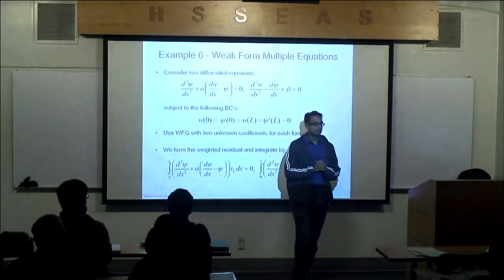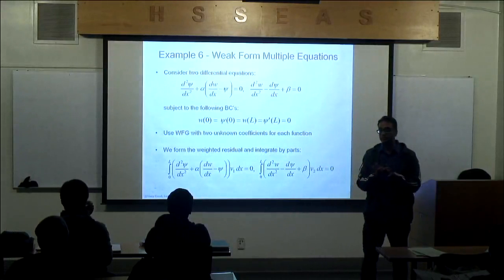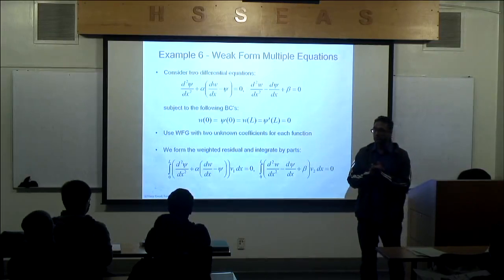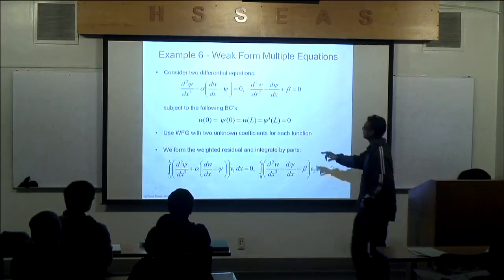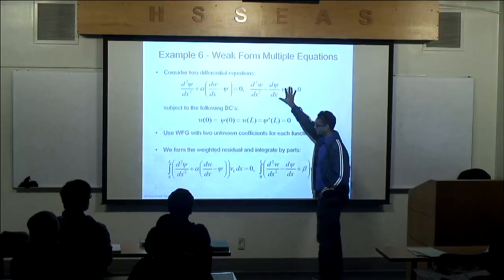How do I deal with that? How do I even implement weak form Galerkin? Well, I already showed you how to deal with 2 equations with strong form Galerkin. In this example, I'm showing you how to deal with this problem with 2 equations, but now using weak form Galerkin. Same steps. I form the residual function with this equation, and then the residual function with this equation.